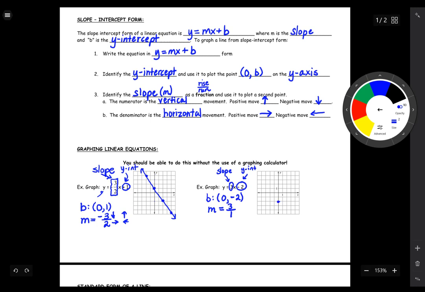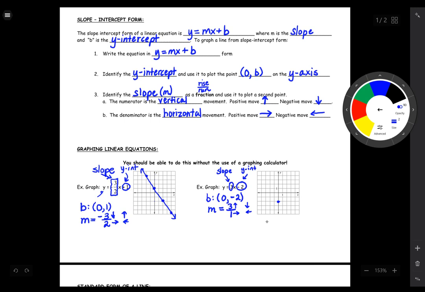You know, a lot of my students in Algebra 1 would always plot the y-intercept on the x-axis. And it always blew my mind why they would do that. When it's called y-intercept, it should be on the y-axis. So start at 0, negative 2, and then go up 3, right 1. Or down 3, left 1.